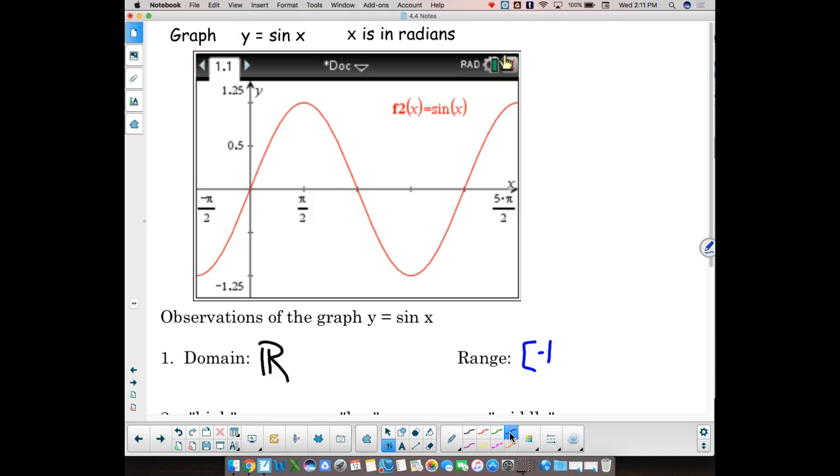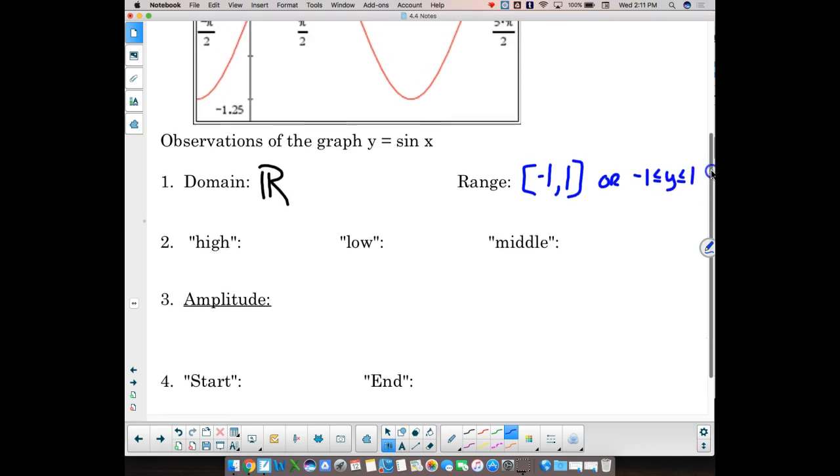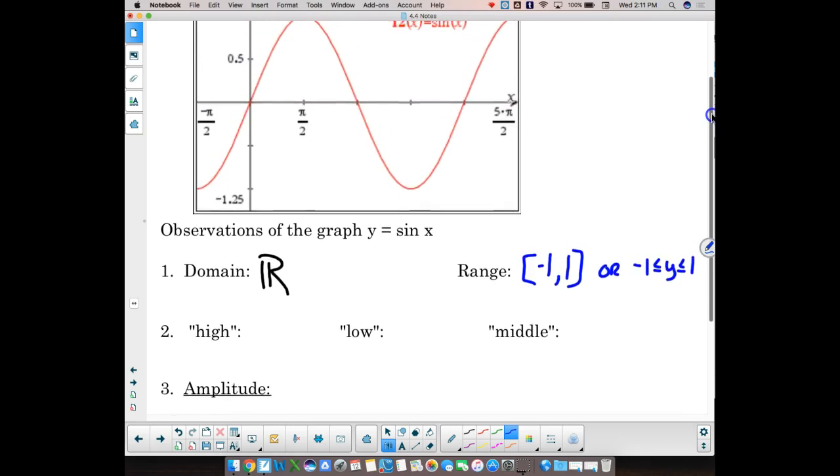At 3 pi over 2. Can it be equal to +1? Yep, so we put it like that. Or in inequality notation. Okay?